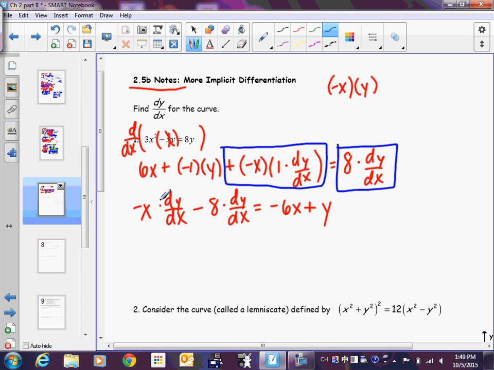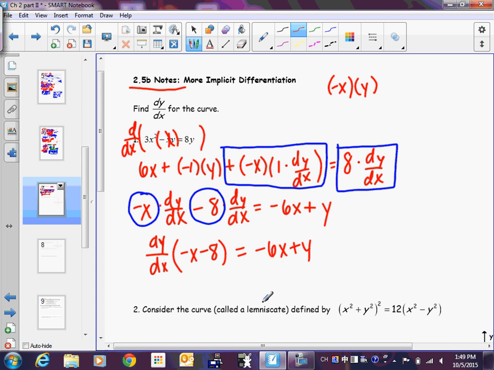Okay, the next thing that we did is we would circle the numbers or terms in front of dy over dx, and really that's just designed to help you organize your work here. It's not required, you don't have to do that, but when we factor out dy over dx, circling those things makes it really obvious what's left over. So then my final answer I get when I divide that negative x minus 8. And that's your answer.